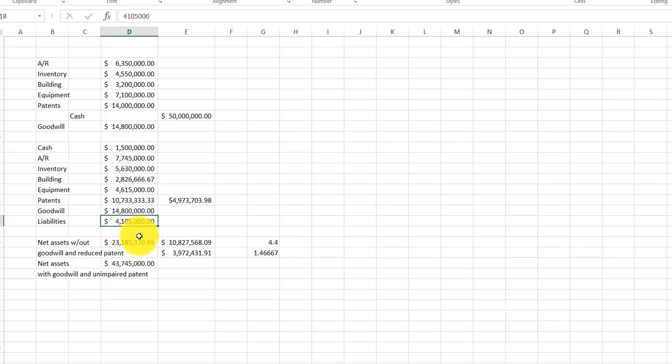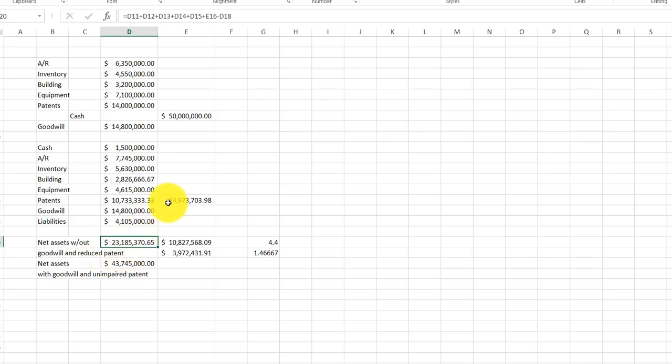Then our liabilities, $4 million. Okay, so absent any consideration for impairment, our net assets would be: add all these up, subtract the liabilities. That's what net assets means. Add up the assets, subtract the liabilities.